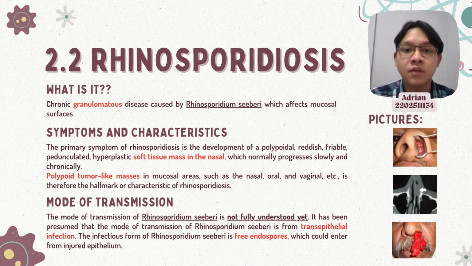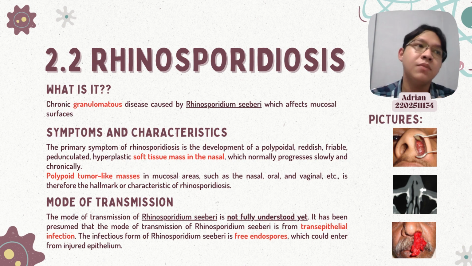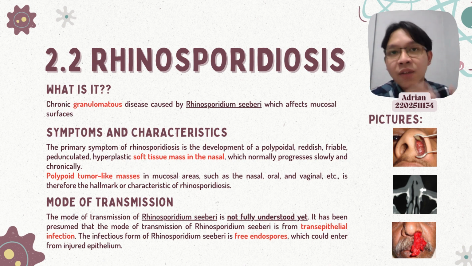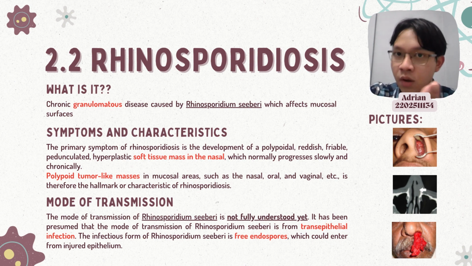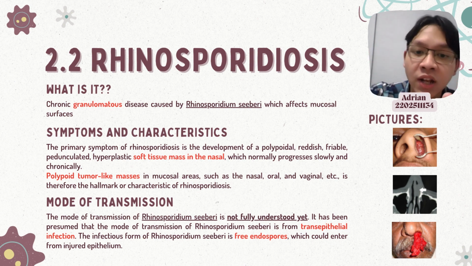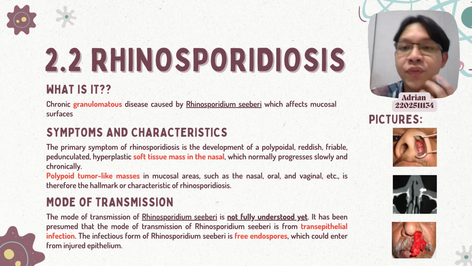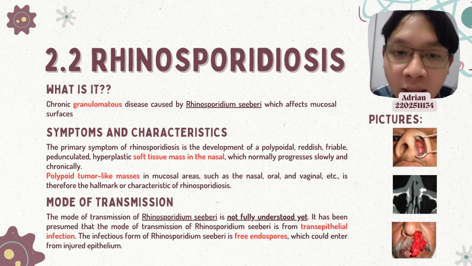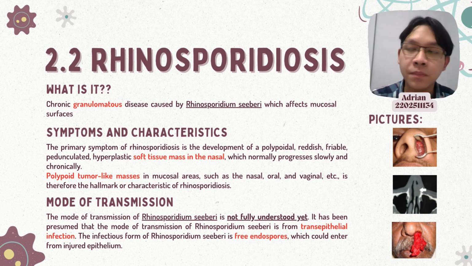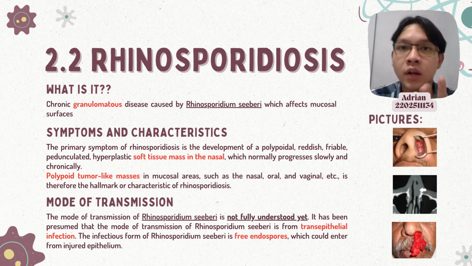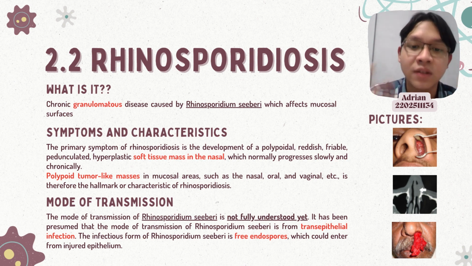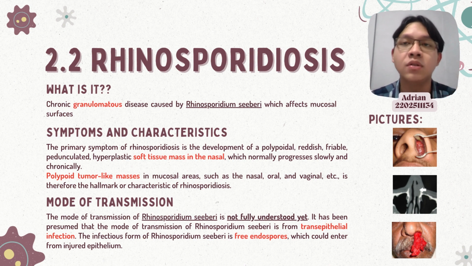So what are the symptoms and the characteristics? The primary symptom of rhinosporidiosis is the development of polypoidal, reddish, friable, pedunculated, and hyperplastic soft tissue masses in the nasal cavity, which normally progresses slowly and chronically. Polypoid tumor-like masses around or in mucosal areas such as the nasal, oral, and vaginal areas are therefore the hallmark, the characteristic symptoms of rhinosporidiosis.